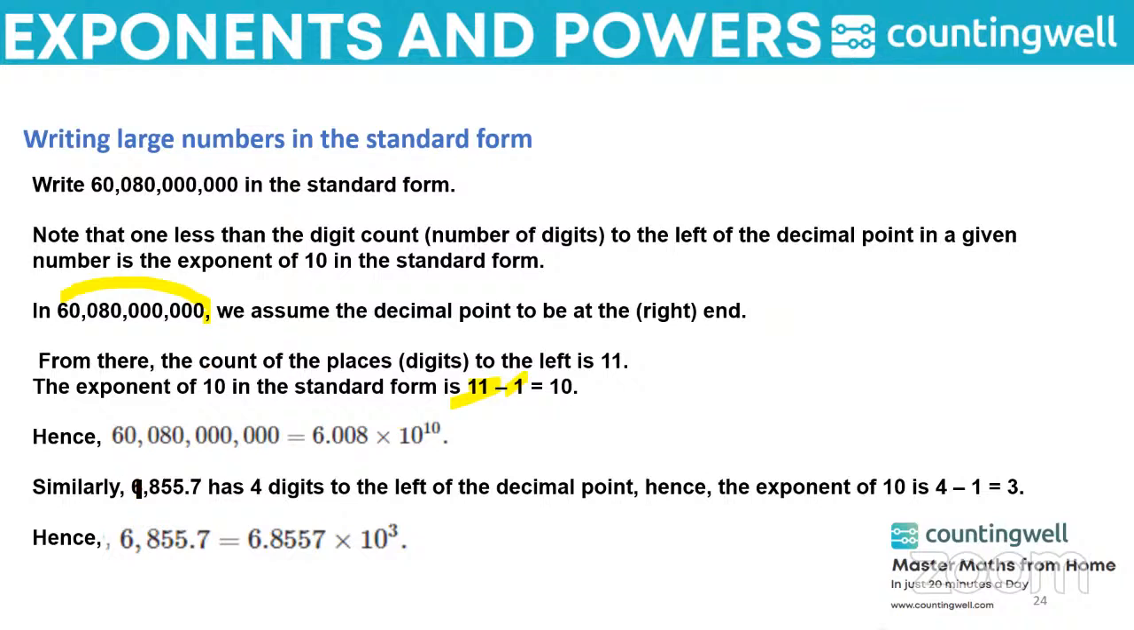Similarly, to write 6855.7 in standard form, we observe that there are 4 digits to the left of the decimal point. So the exponent will be 4 minus 1, that is 3. So we have 6.8557 into 10 raised to 3. So this is the trick we are going to use while writing large numbers in standard form.